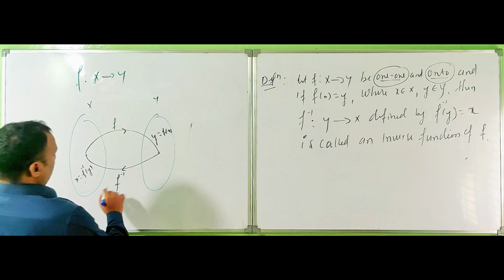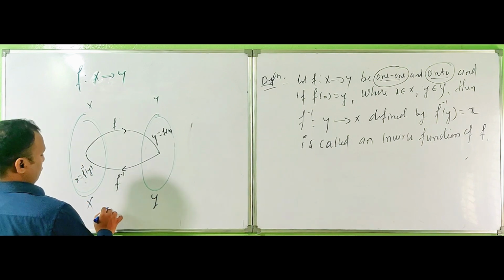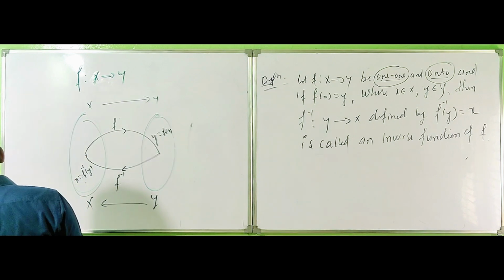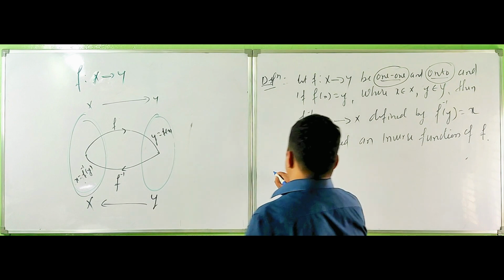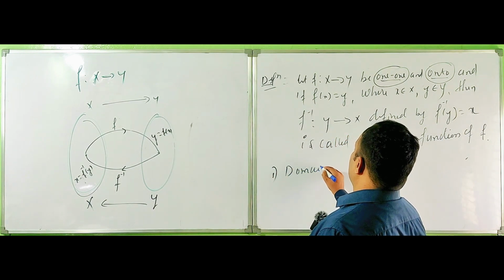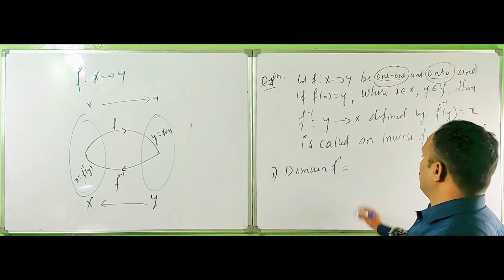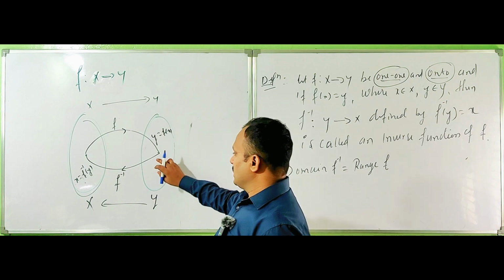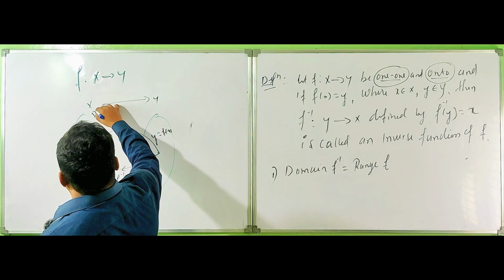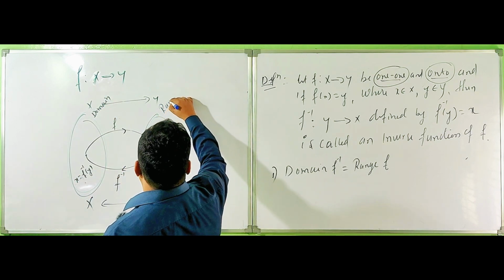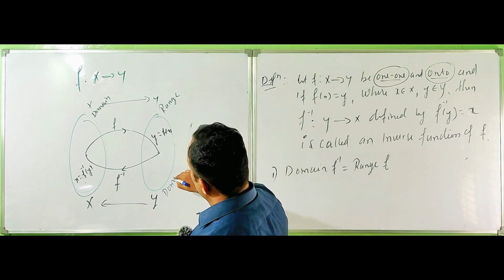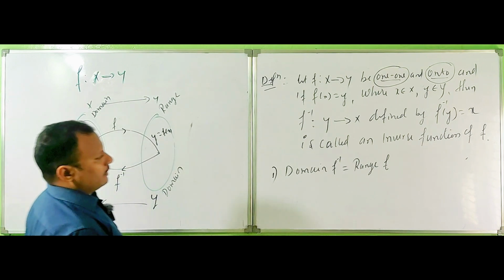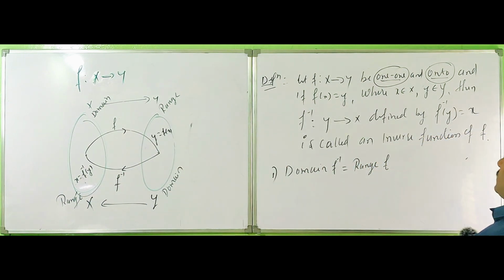Some properties are there. The first one is: domain of f inverse is equal to range of f. Here f inverse is the function from Y to X, so this becomes the domain and this is called the range with respect to f inverse. Domain of f inverse is equal to range of f.